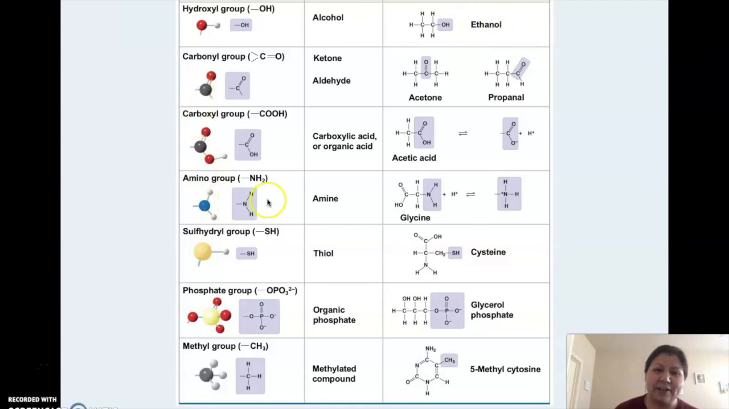So I'm going to skip on down here to my amino group. Amino group is my NH2. That may sound familiar from amino acids. We're going to talk about those in a little bit. But if you think about an amino acid, that means that there's an amine group there.